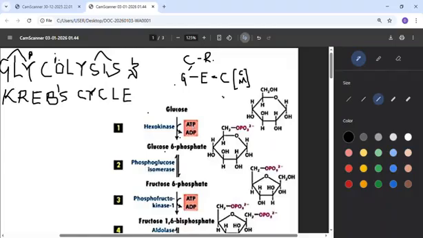In this topic, we'll be looking at glycolysis and the Krebs cycle. In my previous video, I talked about cellular respiration. You can get more information from there. But briefly, I want to remind you that cellular respiration simply means the breakdown of glucose to produce energy in the cell, especially in the cytoplasm or mitochondria.